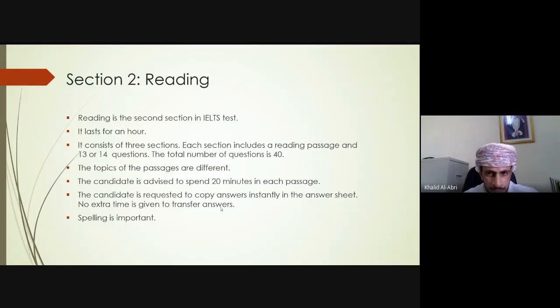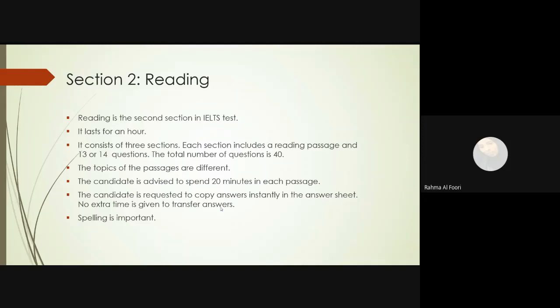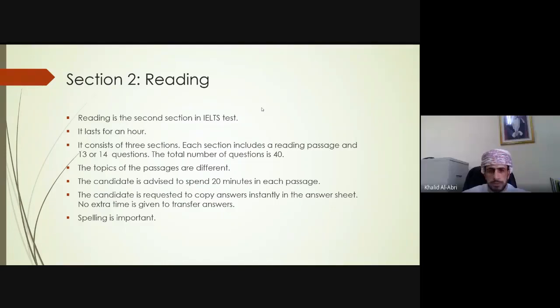Yes, Dr. Rahma, what do you think? So should we move on or listen to the question, or should we postpone the question to the end? Yes, Mr. Khalid, I believe we should move on and we can postpone the questions towards the end. All right. Continue. So, thank you.